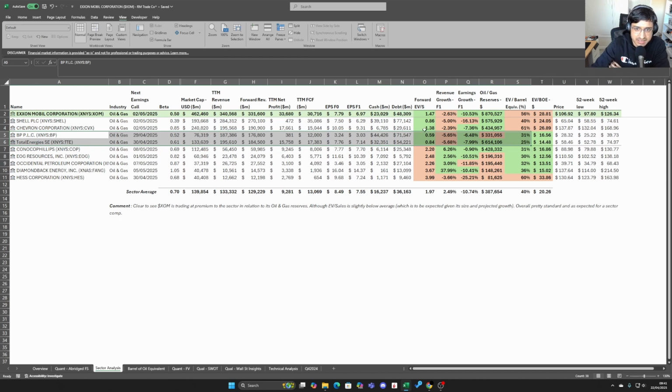So you can see it here in the forward EV to sales valuation multiples as well, both under one for Shell as well. And I believe the reason for this much lower premium valuation is just because they've been operationally very poor. So you can see it here in the net profit figures, especially for BP and Shell, pretty much breaking even, though other companies like Exxon and Chevron are making billions in net profit.